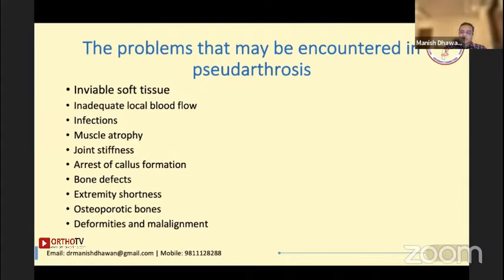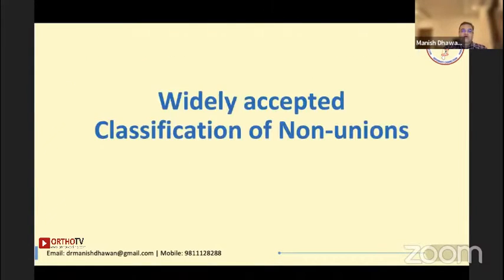Joint stiffness: if you are treating a case of non-union and the adjacent joints become stiff, then your purpose is defeated. Then arrest of callus formation, bone defects, extremity shortness, osteoporotic bones, deformity, and malalignment. Dr. Bari has already explained this. So with this, we move forward.